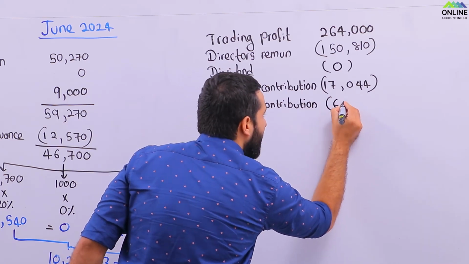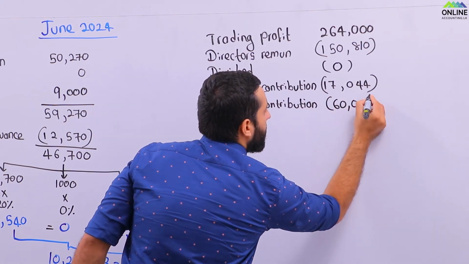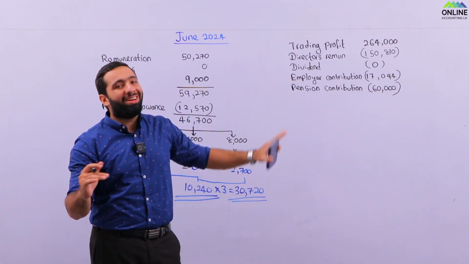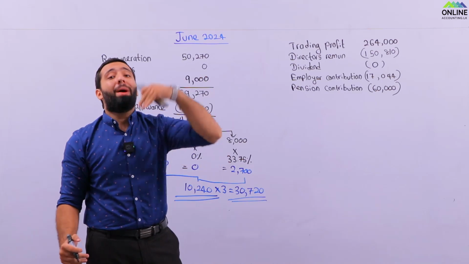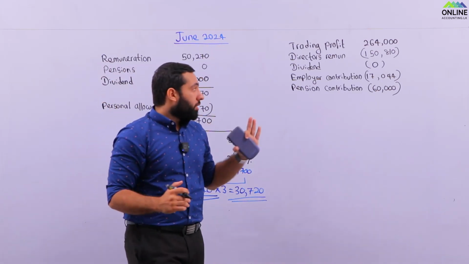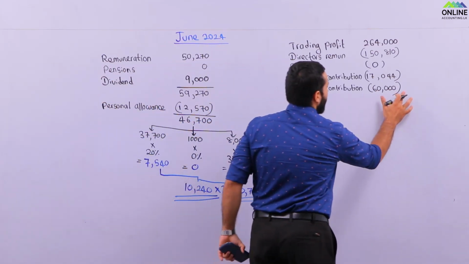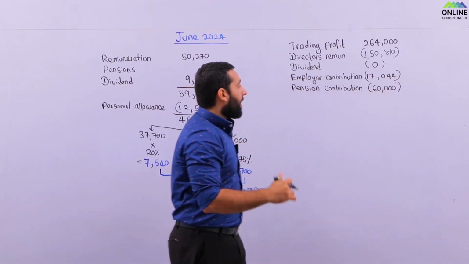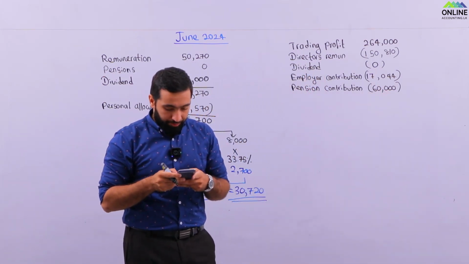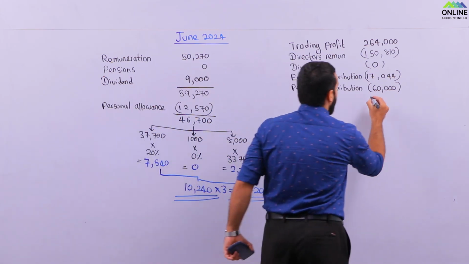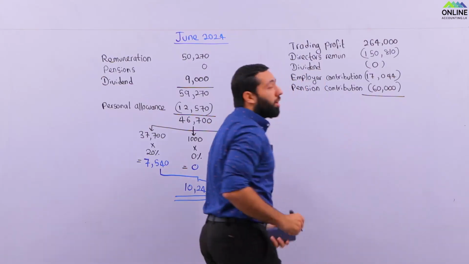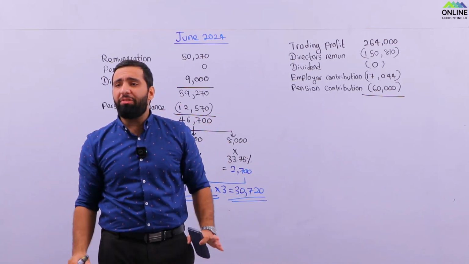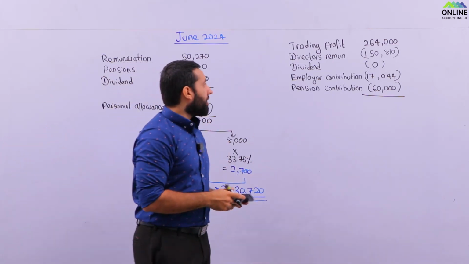Which is 60,000. Why have I taken 60,000? Yes, 20,000 multiplied by 3 directors. Okay, so make sure you understand all of this. You are not writing anything, just listening to me and then doing the answer. So that is all that we have. So as per the question, yes, we have covered everything. We have not left anything at all.